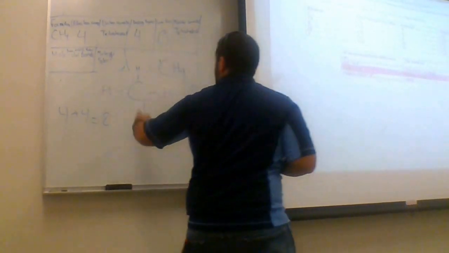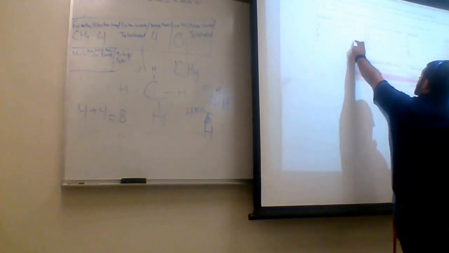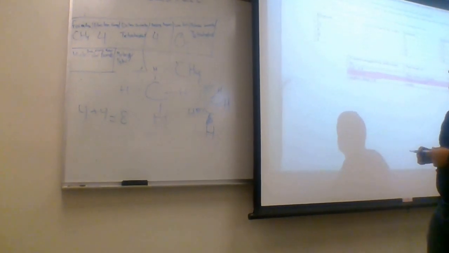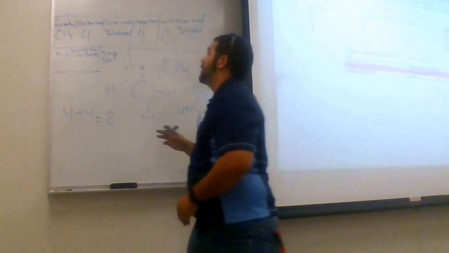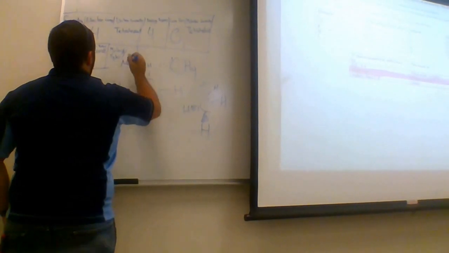So now we just need to figure out if there are polar bonds or not. Carbon is 2.5 and hydrogen is 2.3. So that's a 0.3 difference. So no to both of them. Neither is polar.